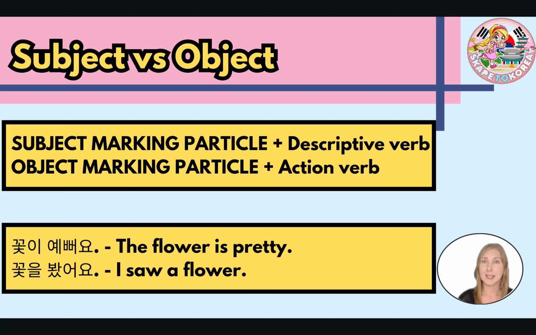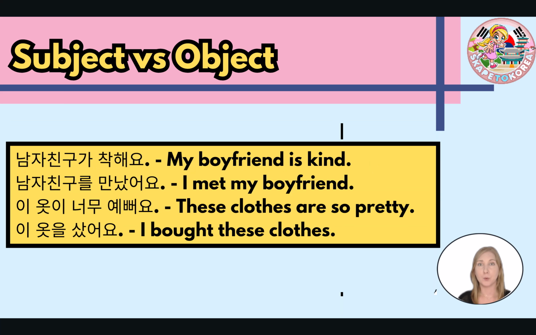But 꽃을 봤어요. So it ends in an action verb. 보다, to see. That's why you're adding the object, because what did I see? A flower. Who saw a flower? I did. I'm the subject, flower is the object, and 보다 is the action verb. Whereas in the first sentence, you don't have an object there. You just have 꽃이 예뻐요. The flower is pretty. What is pretty? Flower.